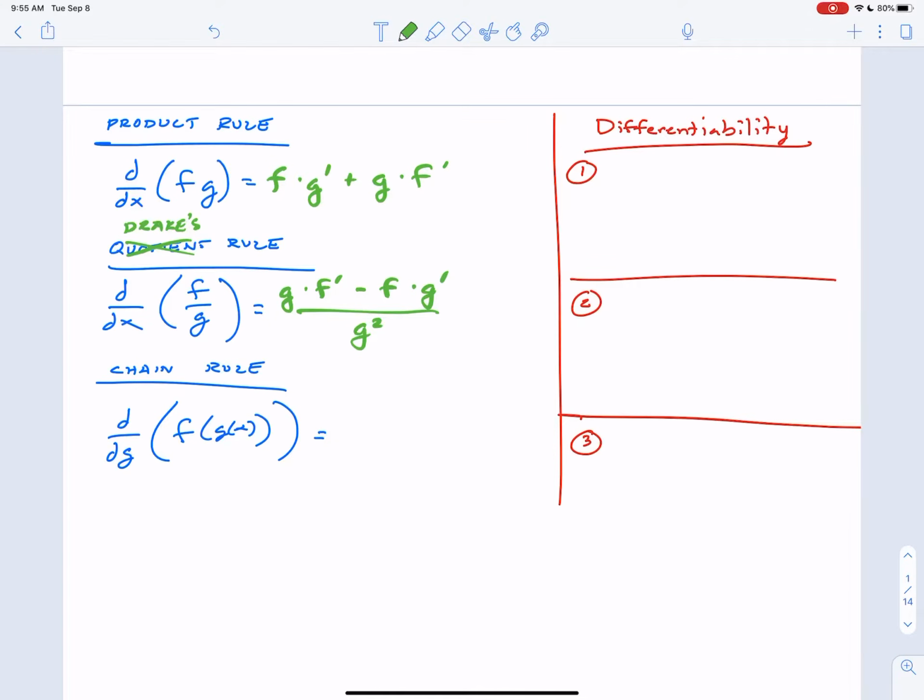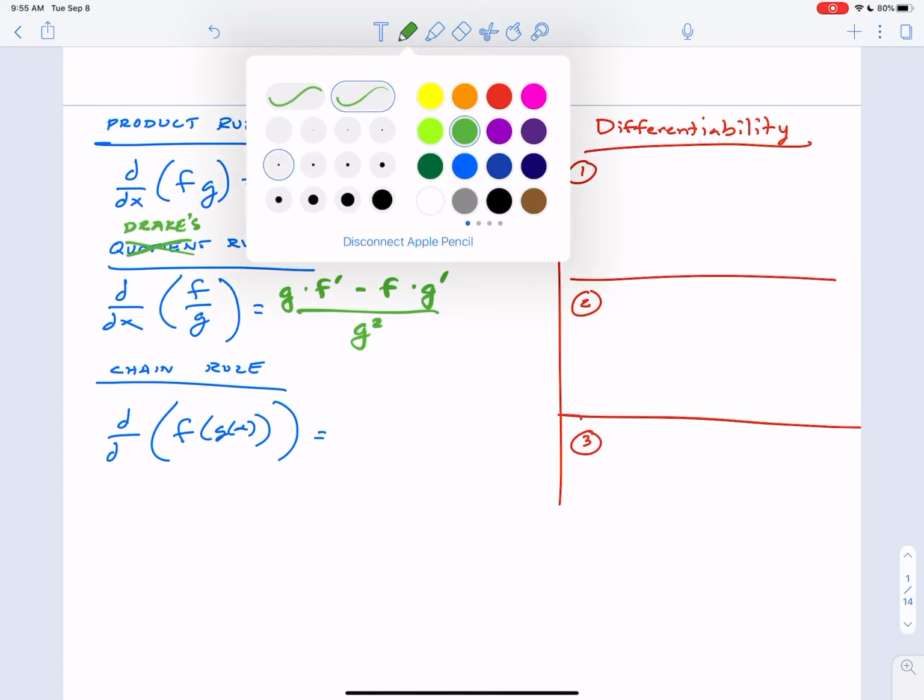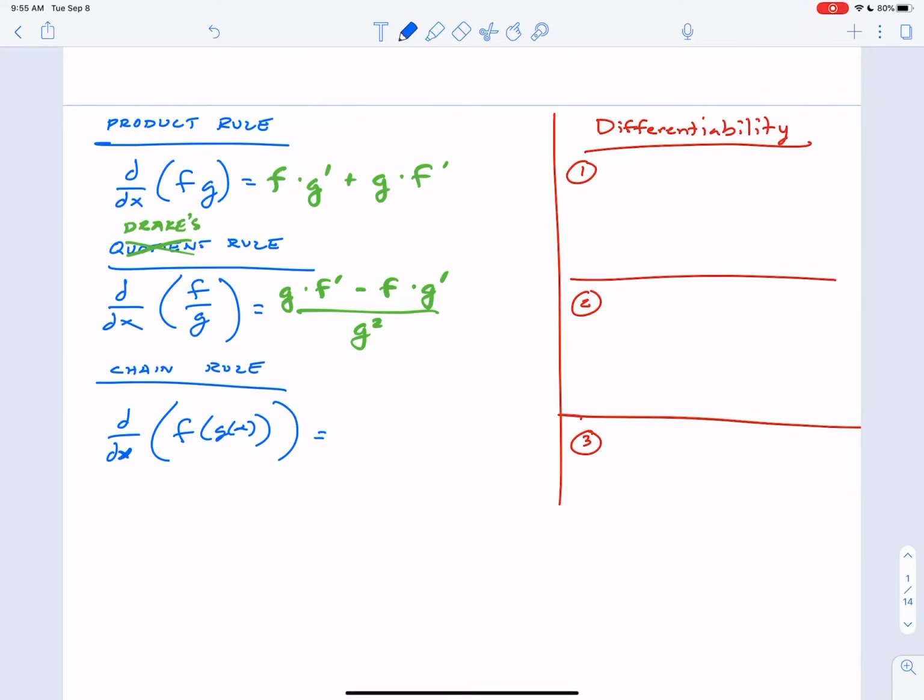Chain rule is when you have a composition, when you have an inside function and an outside function. So if we take the derivative, okay, so when you're taking the derivative of a composition or a function inside of another function, you take the derivative of the outside of the same inside times derivative of the inside.